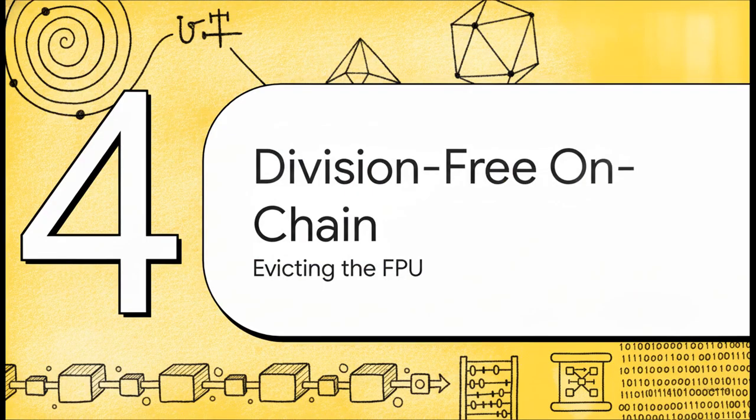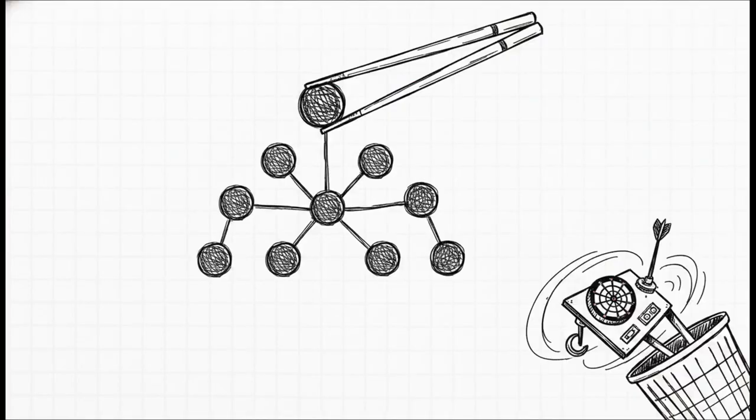Let's dive into Section 4, division-free on-chain execution. Let's see how this builds in a practical environment. By leveraging these historical OEIS sequences, we can translate complex abstract angles directly into division-free integer arithmetic. We are successfully, permanently evicting the FPU gambler and all its guessing operations.